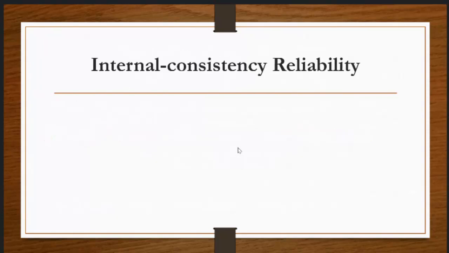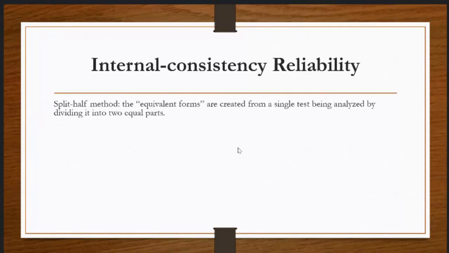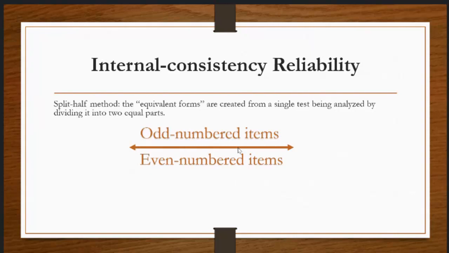Okay, so the next one, internal consistency reliability. In this approach, we should understand the split half method. So what is it? It is the equivalent forms. That means the equivalent forms are created from a single test being analyzed by dividing it into two equal parts by odd-numbered items and even-numbered items.